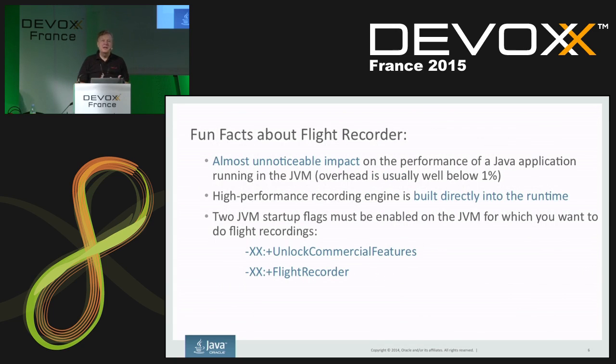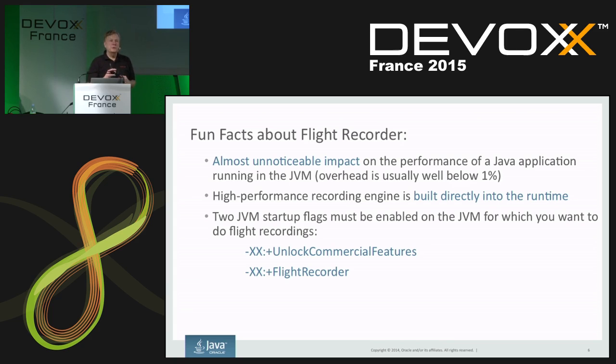So some fun facts about Flight Recorder. There's an almost unnoticeable impact on the performance of a Java application when running in the Java Virtual Machine. The overhead is usually well below 1%. That is because there's a high-performance recording engine built into the Java Virtual Machine that records all of the events and all of the other statistics and everything else that's going on in the JVM. It's built in rather than having to use overhead.